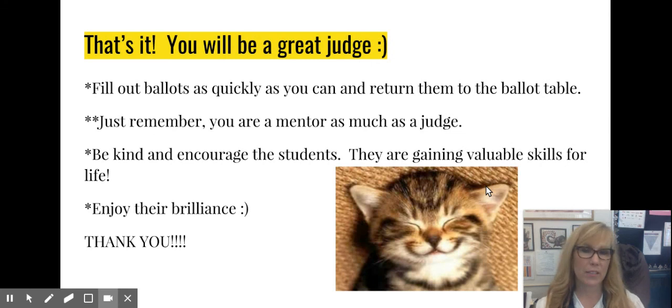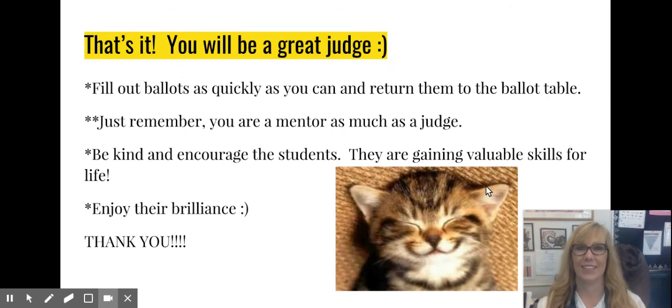And you are a mentor as much as a judge. So remember, kindness comes first. Encourage our students. They're gaining really valuable skills for life. So we don't want them to quit over what a judge has said. You want to be the kind of judge that they go, this judge said this about me, and I am going to remember that for the rest of my life. Every debater or speaker remembers a kind ballot that was really, really complimentary of them. And every debater or speaker remembers a mean ballot where the judge was very awful. So be the kind judge.